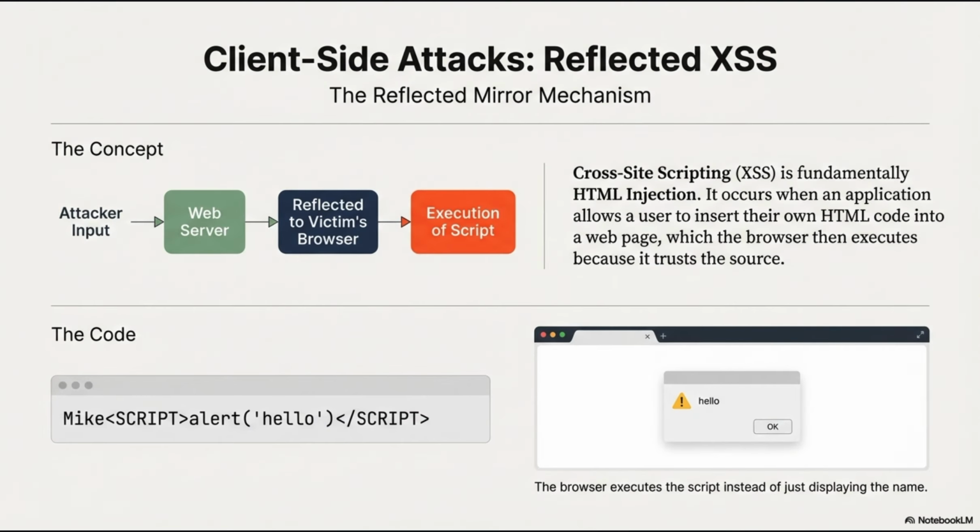So, client-side attacks: reflected cross-site scripting. Cross-site scripting is fundamentally HTML injection. It occurs when an application allows the user to insert their own HTML code into a web page, which the browser then executes because it trusts the source. So you can see with this code, the browser is executing the script instead of just displaying the name.